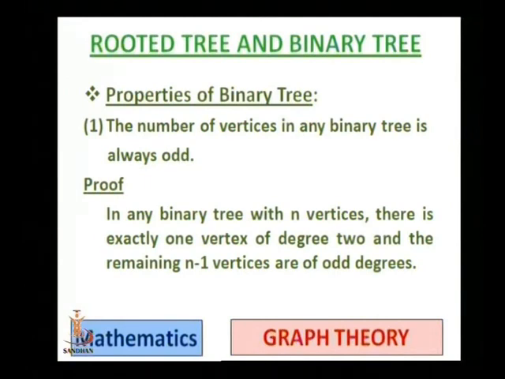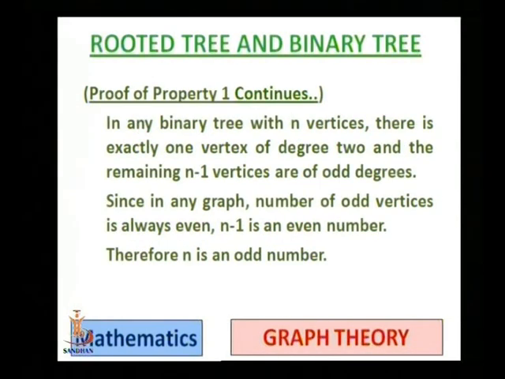consider any binary tree with exactly n vertices. Out of these n vertices, there is exactly one vertex of even degree, that is degree 2, and the other n minus 1 vertices are of odd degree, either 1 or 3.